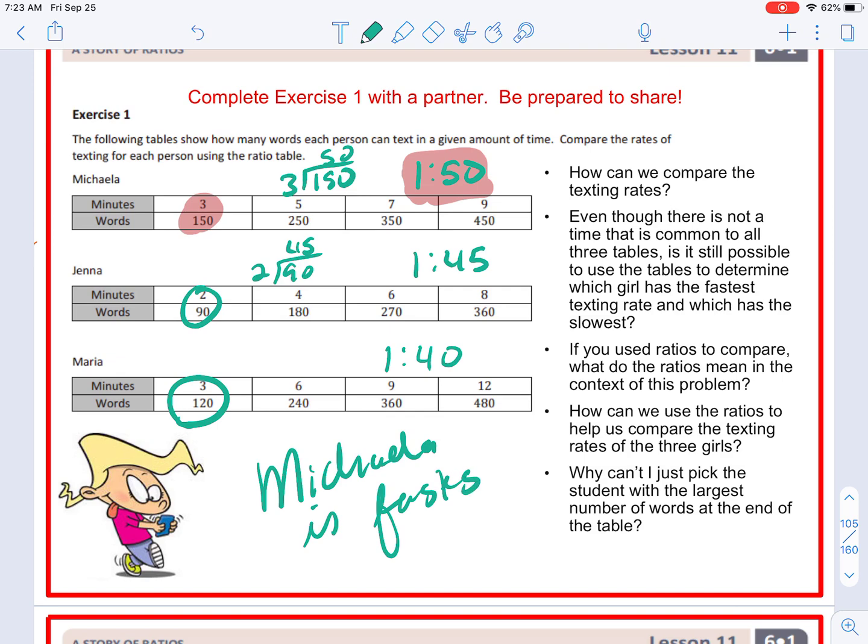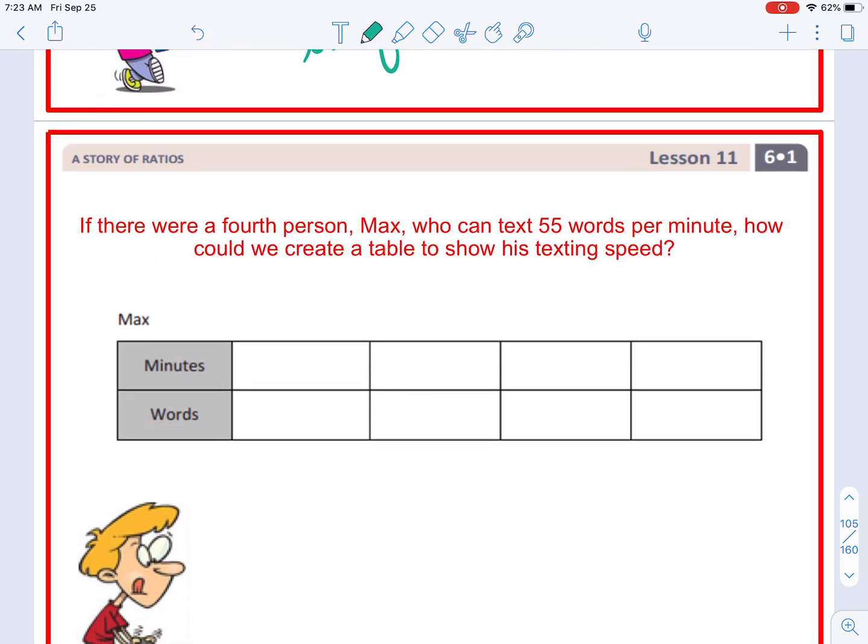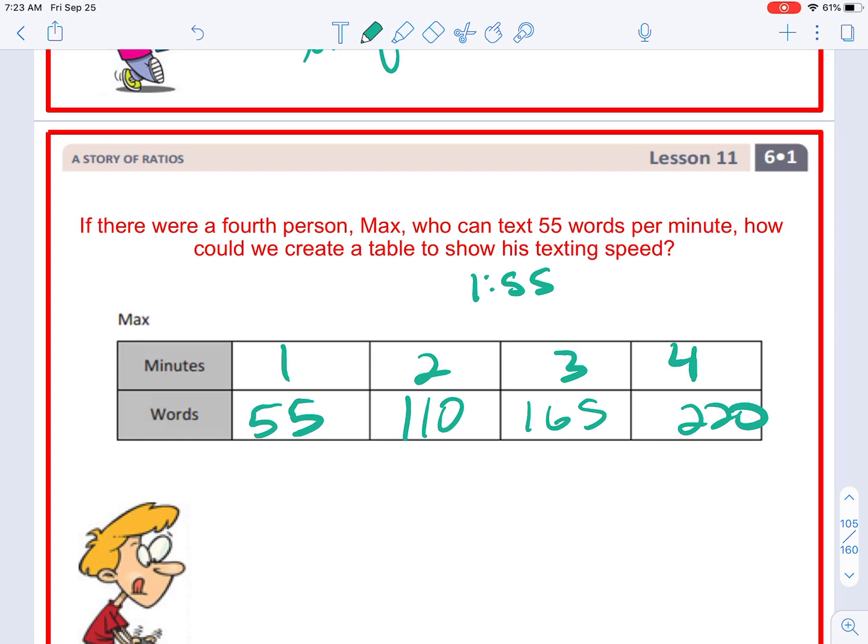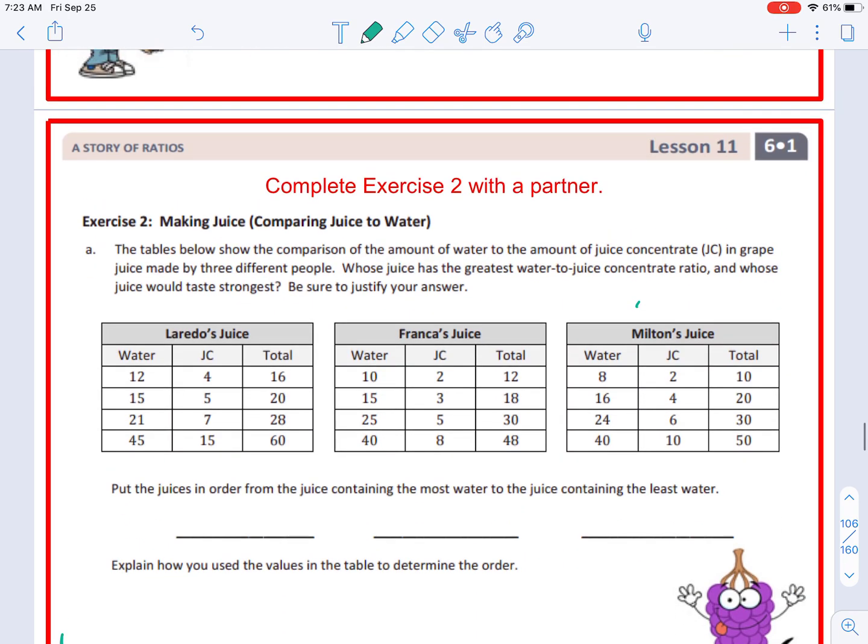Let's move on. If there was a fourth person, Max, who can text 55 words per minute, how can we create a table to show his texting speed? Well, easy. The ratio here is just 1 to 55. 1 minute, 55 words. I just complete the table from there. Here I'm counting up by ones. Here I'm going to count up by 55s. 110, 165, 220. And that's how we create the table. All right, easy enough. We've done this before. Let's move on.